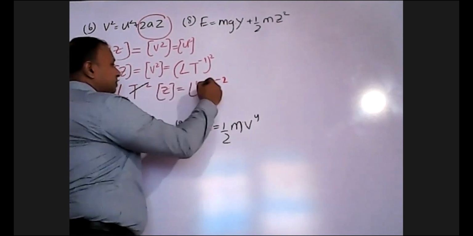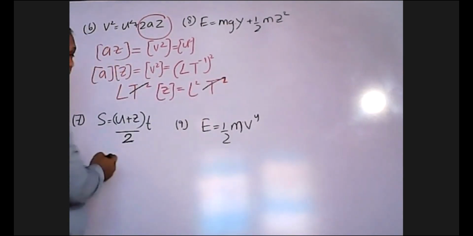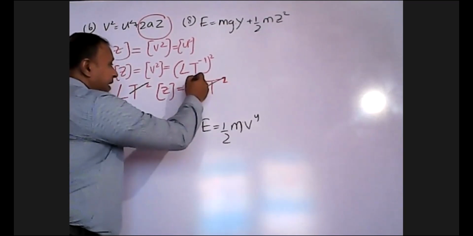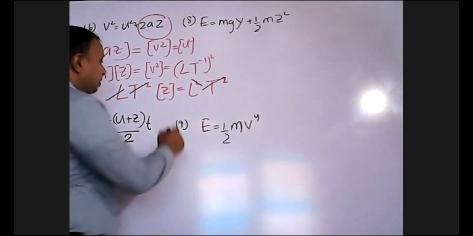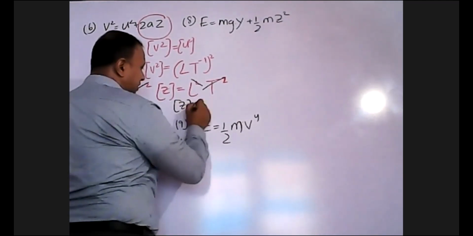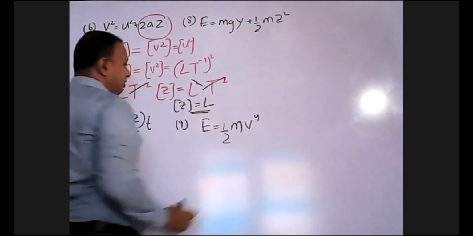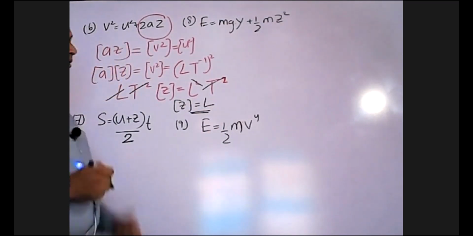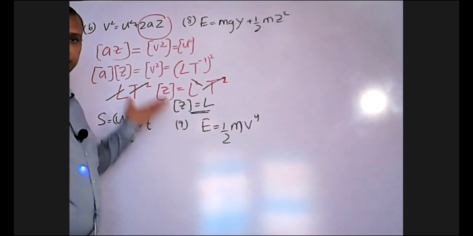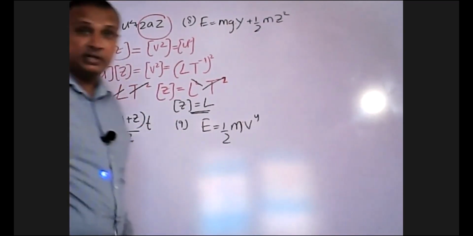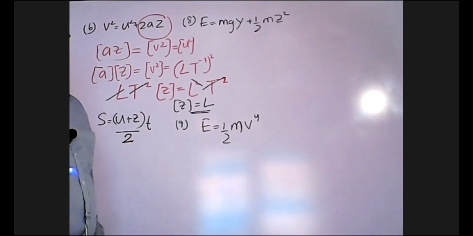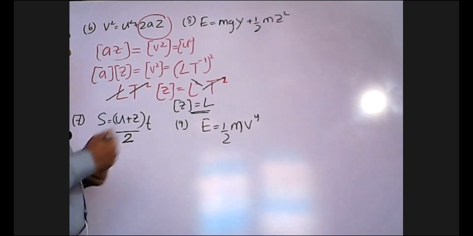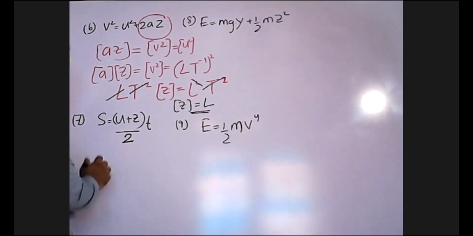Then T squared to T squared will be cancelled out. Then there are two L's on one side and here one L will be cancelled out. So the dimension of Z is equal to L. Everyone, do you understand this calculation? Okay, very good.